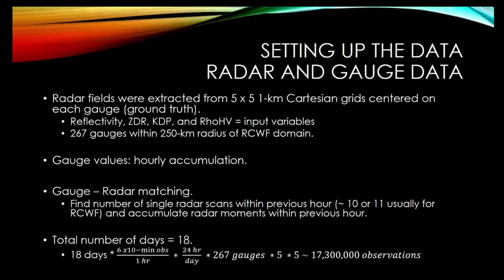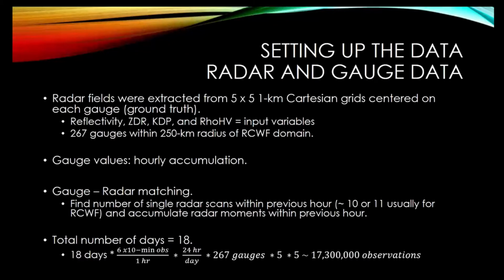So in general, how was the machine learning data set up? The first step was to match the latitude and longitude of each gauge location with a corresponding radar pixel or gate, depending on which terminology you prefer. Therefore, we have an overlap between the point-based ground truth gauge data as well as the areal-based input variables, which from this pilot study were reflectivity, or Z, ZDR, KDP, and rho HV.